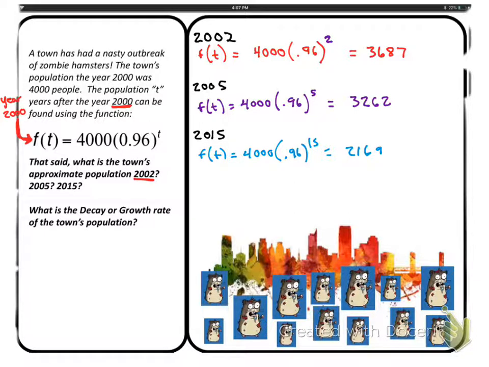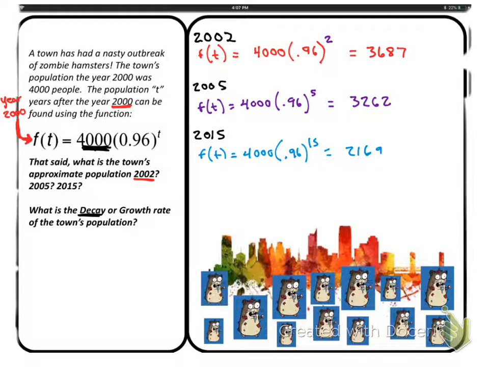Okay, and we notice from the year 2000 it had 4,000. Year 2002, it's been decaying, right? It's getting smaller. So from 4,000 went down to 3,687. It continues to go down, and then by year 15, it's down to 2,169. So we notice that this is decaying, right? So we know that it's a decay. Now we got to figure out what is the rate of decay.